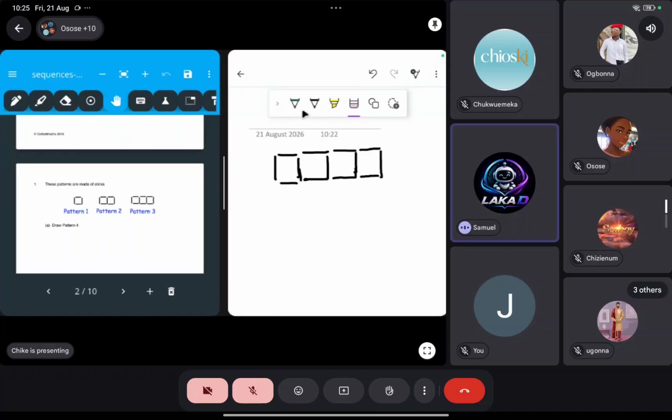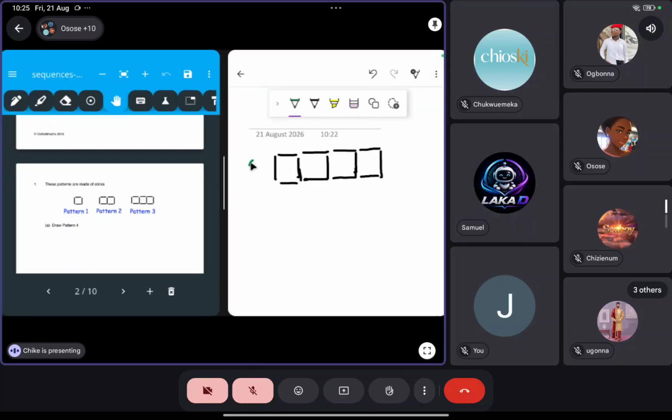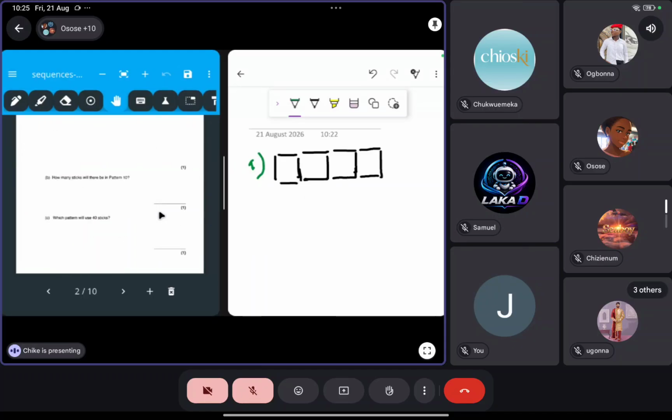Yes, this is the A. So this is the A that says draw pattern 4. Now the next part says how many sticks will be in pattern 10. Like Anita said, a very perfect way of doing it: since each pattern adds 3 to the previous one, to get to pattern 10, I will have 9 more.